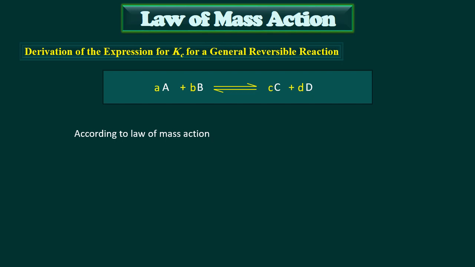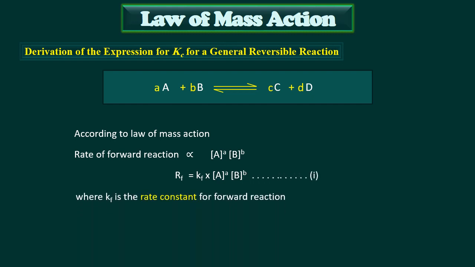Now, according to the law of mass action, the rate of forward reaction is directly proportional to the product of the molar concentration of A raised to the power of its coefficient and the molar concentration of B raised to the power of its coefficient according to the balanced chemical equation. Using the constant of proportionality, we get this. This is equation number 1, where small kf is the rate constant for forward reaction, and we write it on the upper arrow in the equation.